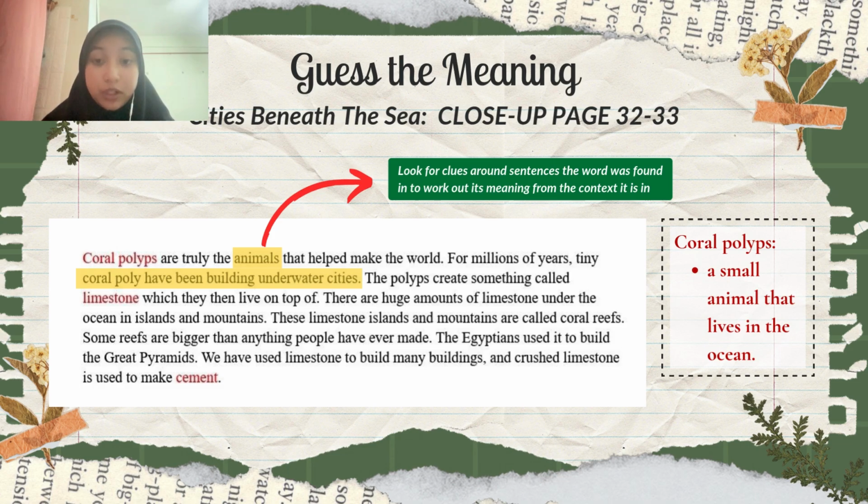Now, you may be wondering, how can we find the definition or even guess the definition of the word? What you're going to do is to look for clues. For example, we can find the definition of coral polyps. It is in the sentence where it's mentioned, coral polyps are truly the animals that help make the world. There, you know it is an animal, but what is the function of coral polyps? It is mentioned in the next sentence, coral polyps have been building underwater cities. That's how you guess the definition of a word.